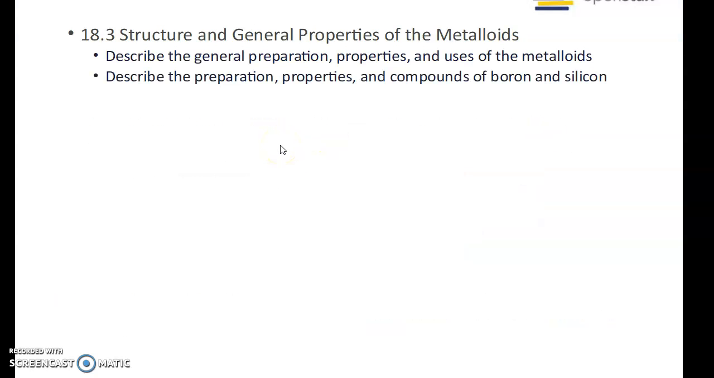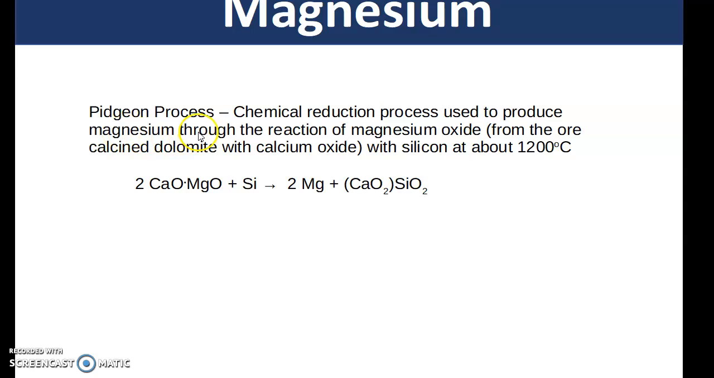Magnesium is produced by the Pigeon process. This is the chemical reduction process used to produce magnesium through the reaction of magnesium oxide, that's MgO, with silicon, right? At about 1,200 degrees centigrade. Now, you'll notice that this is CaO.MgO, okay? This is the ore, this is the calcined dolomite ore. And so this is the form in which it occurs in nature.